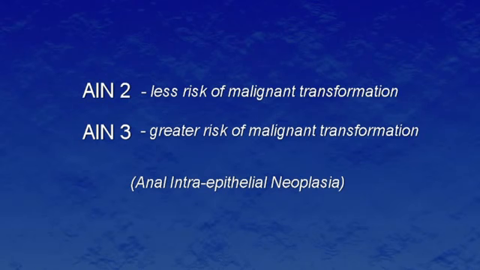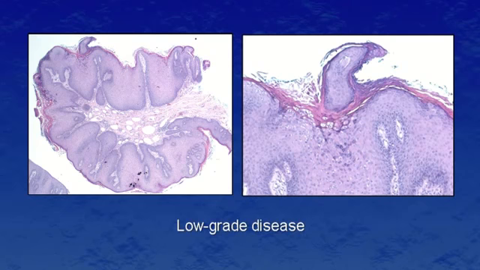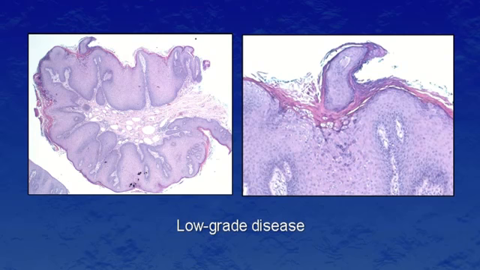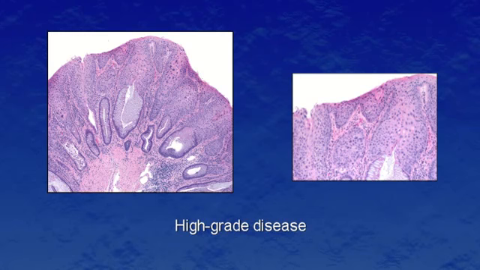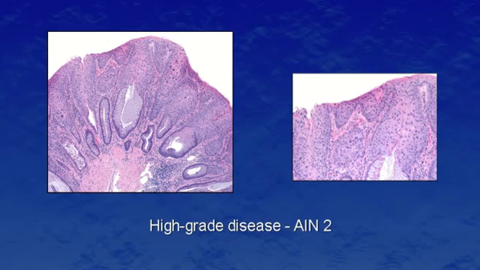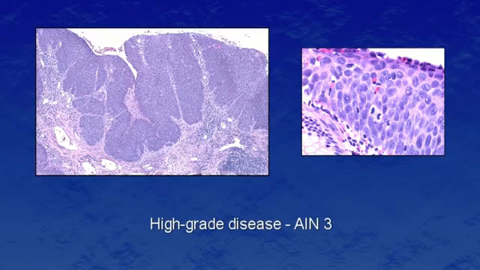Let's look at low-grade disease and high-grade disease on biopsy. This is an example of low-grade disease caused by human papillomavirus. In this case, the virus has caused an exophytic lesion, which we colloquially call a wart or condyloma acuminatum. Low-grade disease can also occur in flat epithelium, which is not obvious with the naked eye. This is high-grade disease on anal biopsy. Here we see AIN2 and here AIN3.